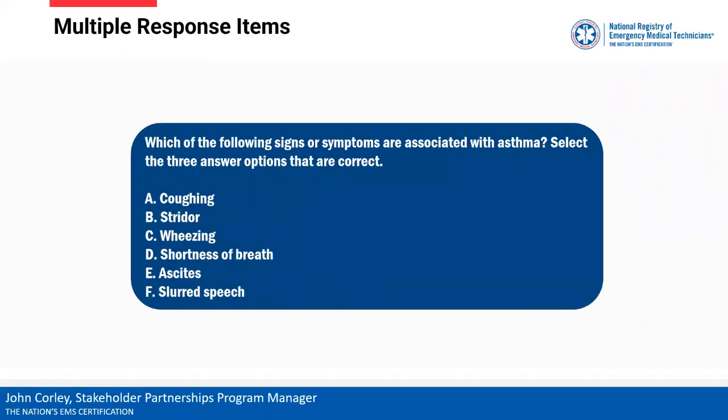This is the multiple response item that you may have heard about. You're probably already familiar with this. This is our exam now. We've been talking about this for a couple of years, I believe. So which of the following signs or symptoms are associated with asthma? Select the 3 answer options that are correct. And so you have coughing, stridor, wheezing, shortness of breath, ascites, and slurred speech. And then they would have to select the 3 here. We're always going to have either 2 or 3 correct answers here and 3 distractors or foils.